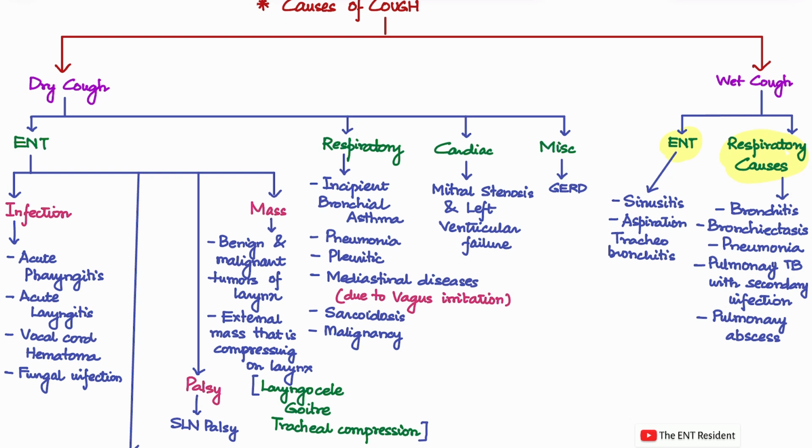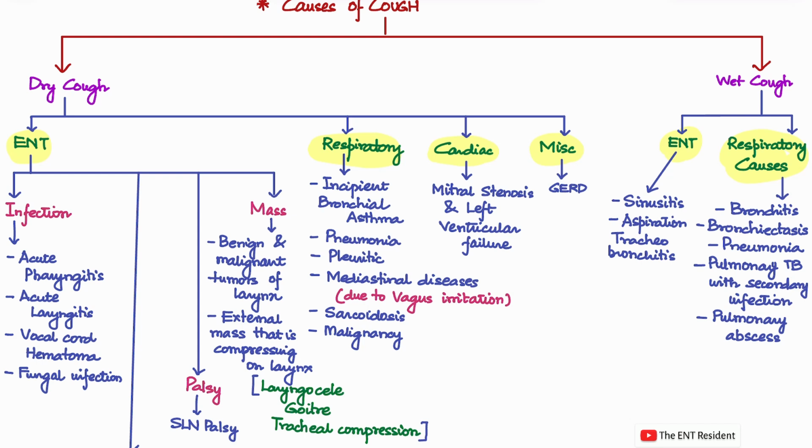Next, moving on to dry cough. You can classify this into ENT causes, respiratory causes, cardiac causes, and some miscellaneous causes. Miscellaneous cause would be gastroesophageal reflux disease, where due to the reflux, you end up having a lot of dry cough, which does not get resolved no matter what kind of cough syrup you are prescribing the patient. At that time, you should be aware: does this patient have any acidity issues? It can point towards laryngopharyngeal reflux disease.